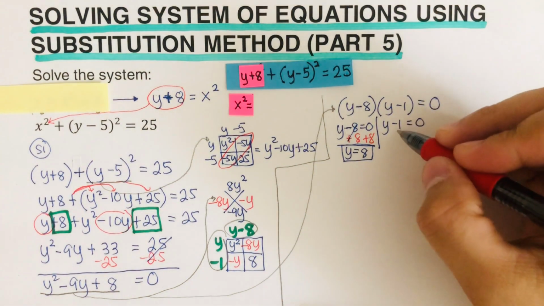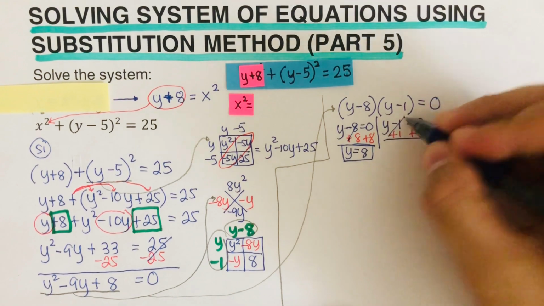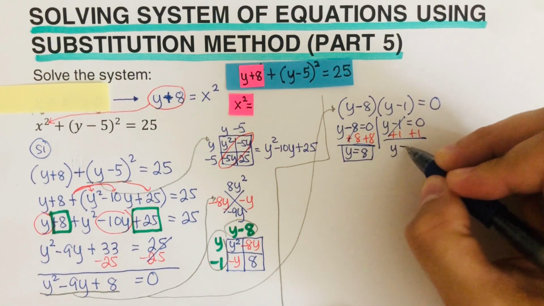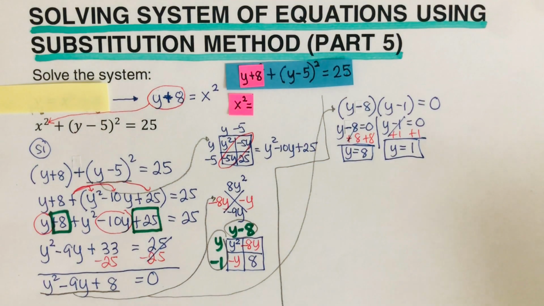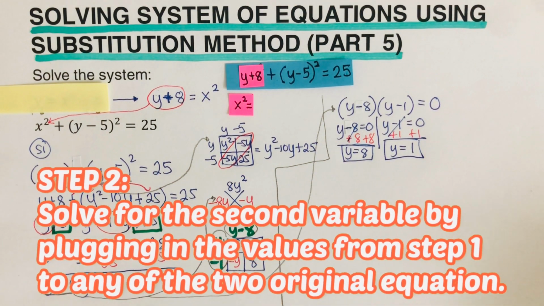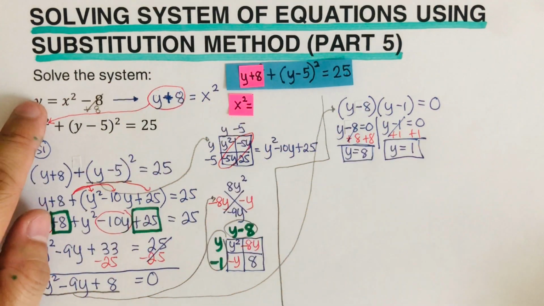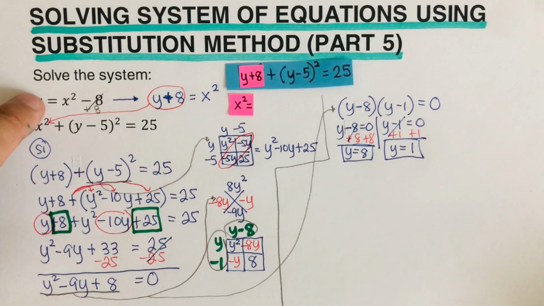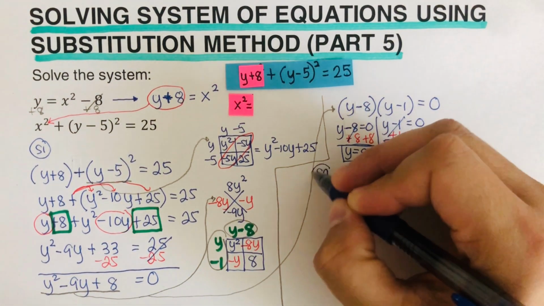And then I am going to add 1 to both sides and plus 1 here, so I can cross this out. So the other y is positive 1. So then from here, we are ready to move on to the second step. Solve for the second variable by plugging in the values from step 1 to any of the two original equations. So we can use any of the original equations right here. It's either this one, or you can use this one as well, since these two are just equivalent equations. So we're going to go ahead and write step 2 right here.